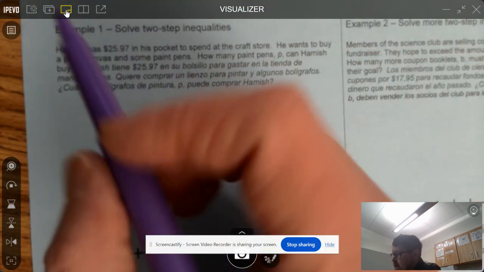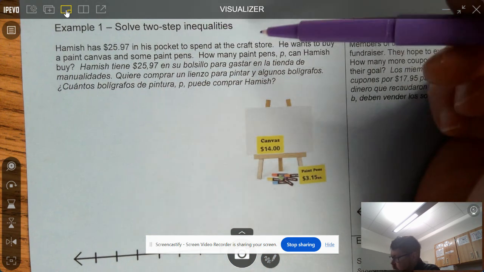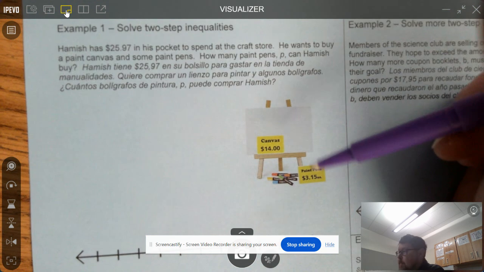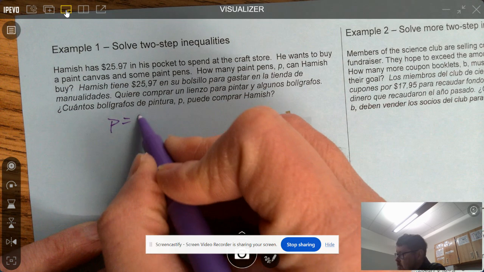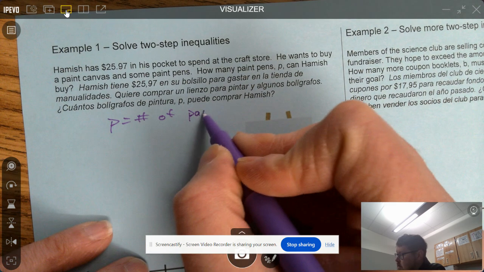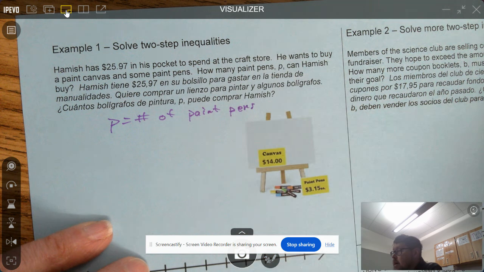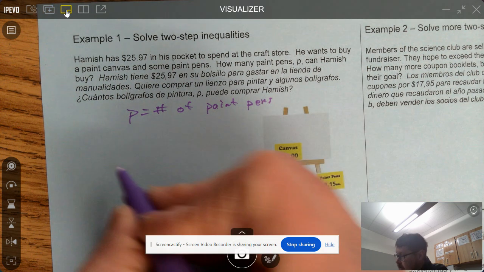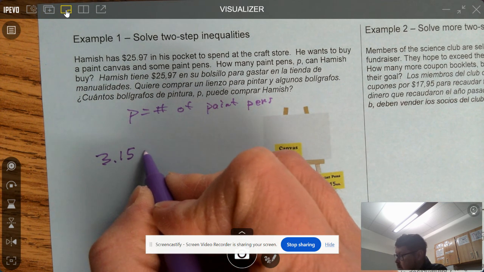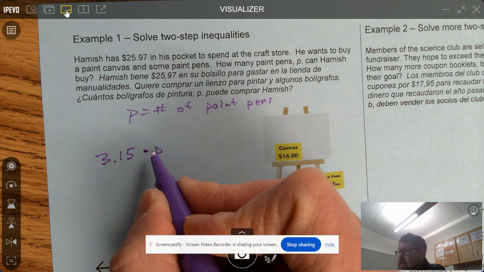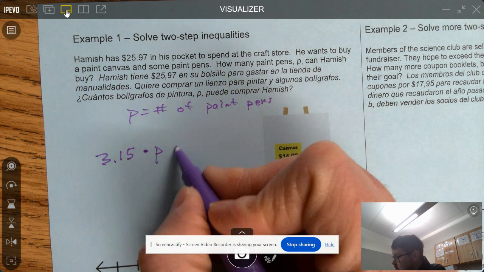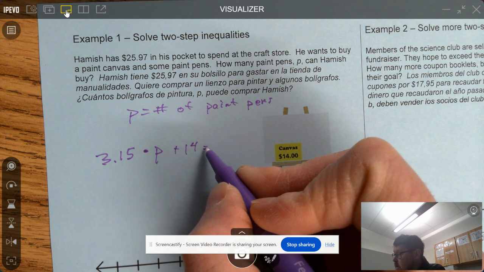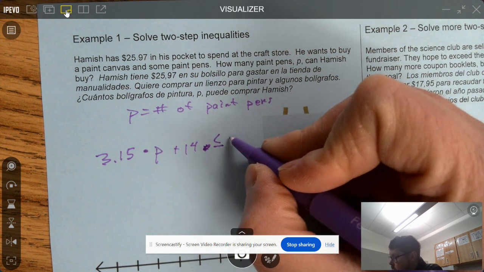Okay. So Hamish has $25.97 in his pocket to spend at the craft store. He wants to buy a paint canvas and some paint pens. Prices are right here. How many paint pens P can Hamish buy? So P equals the number of paint pens. Paint pens are $3.15 a pop, so we take $3.15 times P, and then we add on the canvas. Actually, we don't want an equal sign. We want less than or equal to, because he can't spend over $25.97.